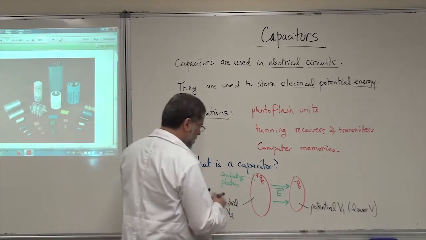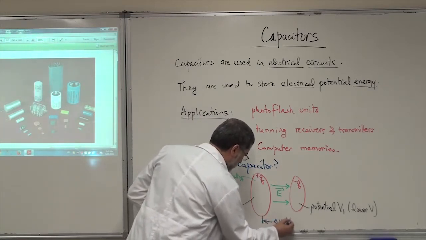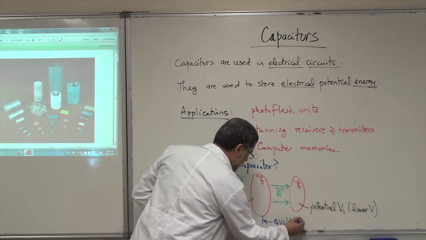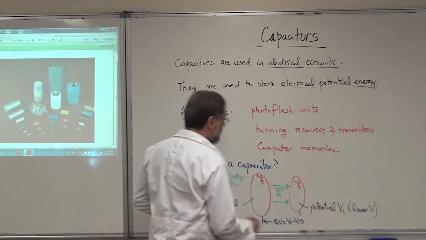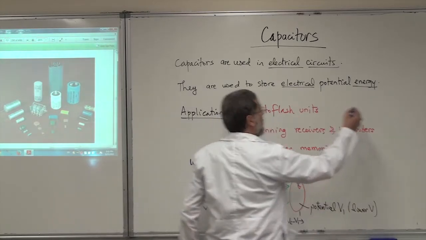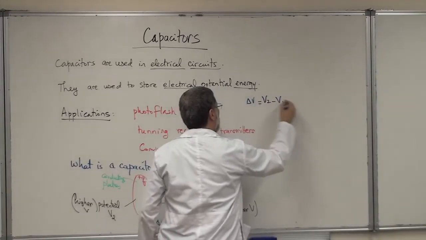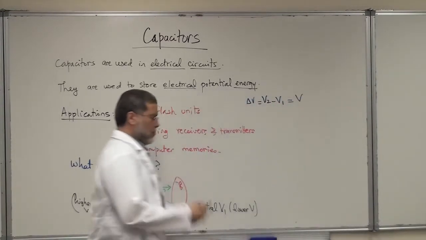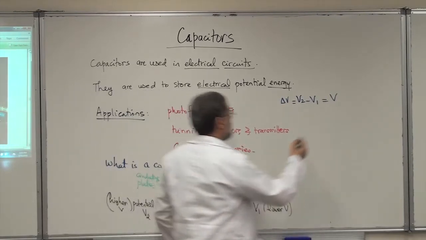The potential difference between the plates, I call delta V, which is V2 minus V1. That's the potential difference between the plates. In this chapter, or in these videos, we're going to call V2 minus V1, which is delta V, V only. When I say the potential V, I mean delta V actually. And this is, of course, in volts.